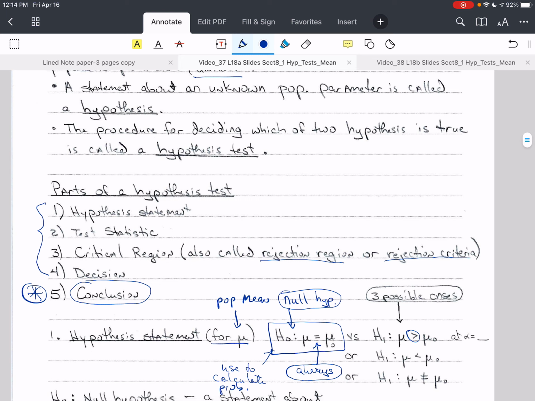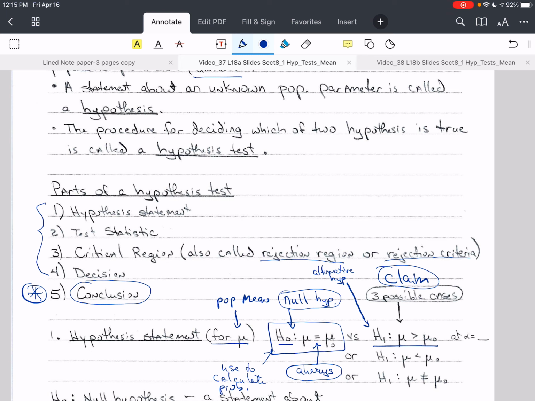Okay? And then we have three possible cases for our claim. Or it's also called an alternative hypothesis. Okay? And so depending on what we want, the claim is what we usually want to show. I won't say prove. Prove implies that it's 100%, and nothing in statistics is 100%. Okay? So we have our null hypothesis, which is H naught.